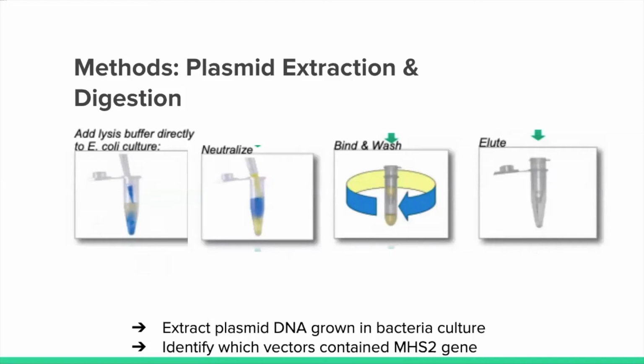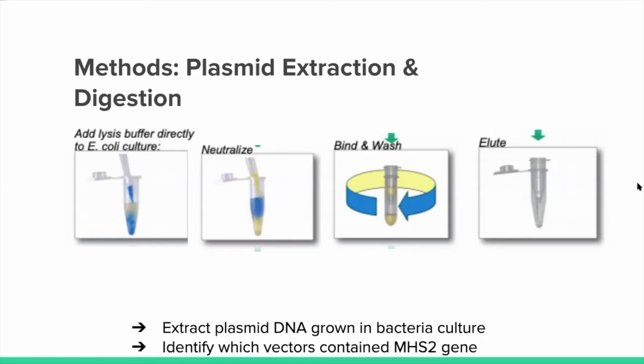So first, the plasmid extraction is to extract the DNA that's grown in E. coli bacterial culture, and then two, to identify the vectors that contain the MSH2 gene and those that do not. So the first step was to isolate the plasmid DNA, and what we did to do this was first take the bacterial cells and put them in a microcentrifuge tube.